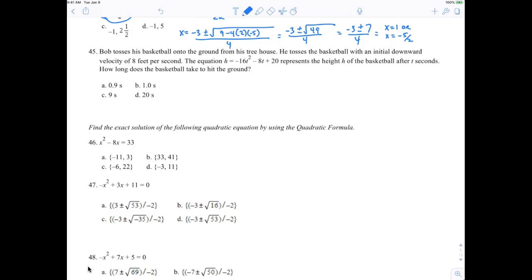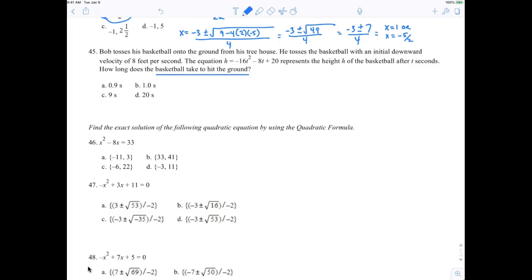Bob tosses his basketball on the ground from his treehouse. He tossed the basketball with initial downward velocity of 8 feet per second. The equation represents the height of the basketball after t seconds. How long does the basketball take to hit the ground?